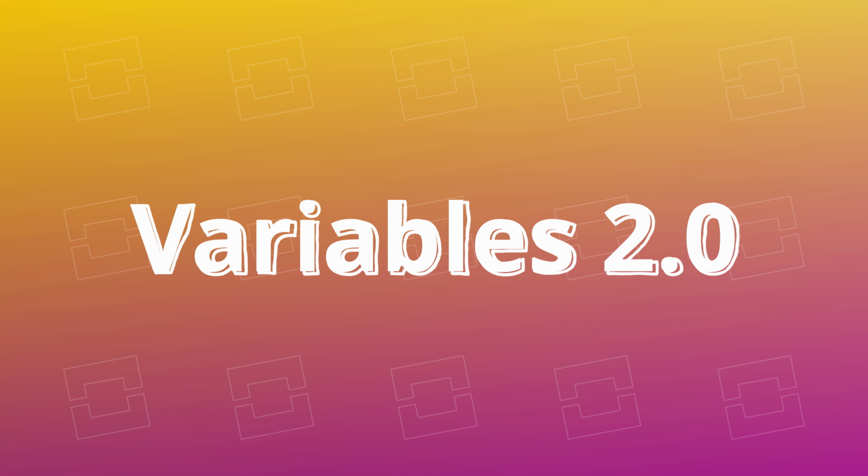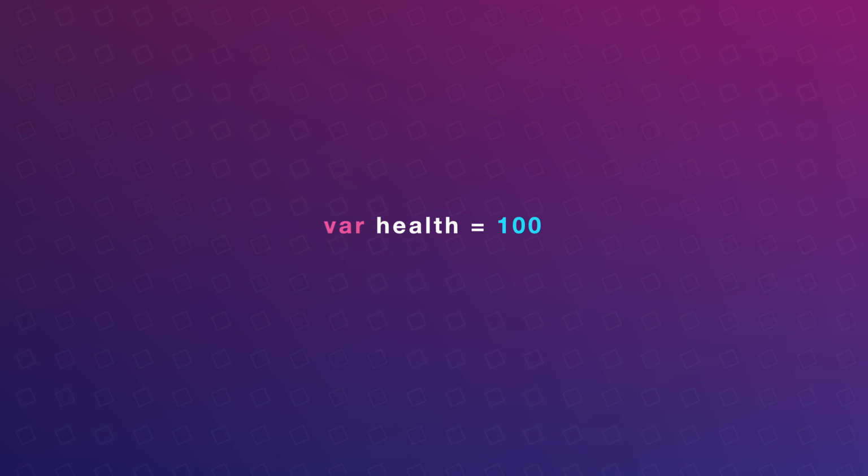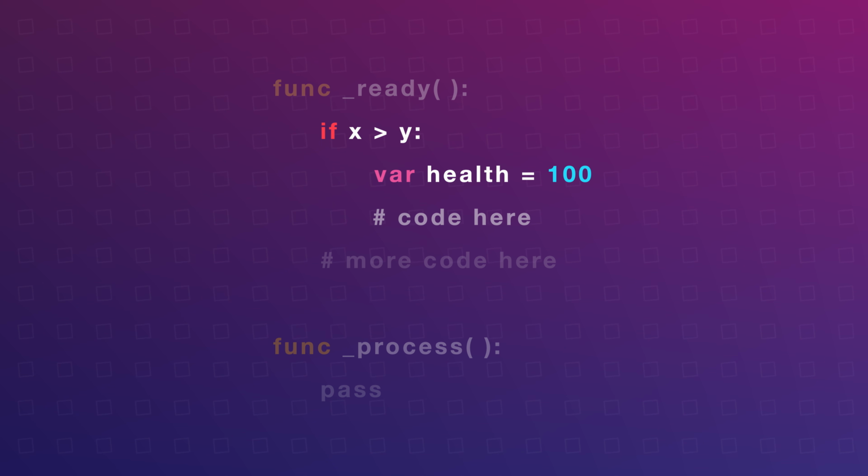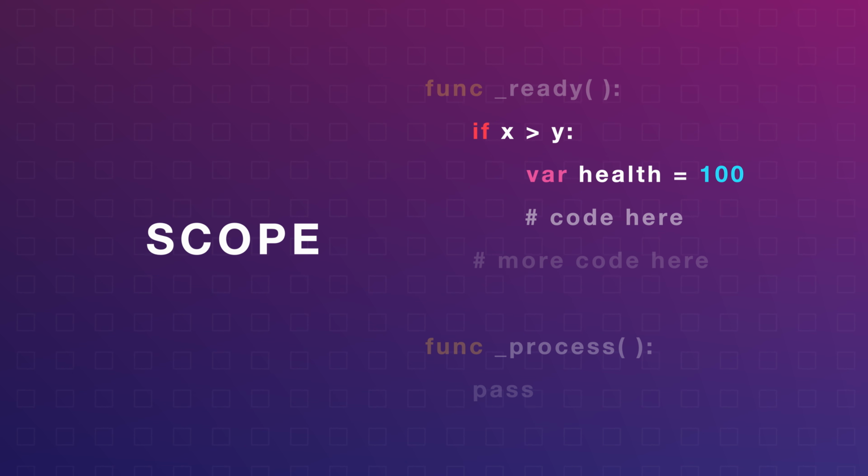Variables 2.0. When creating or declaring a variable, we need to think about where we do so. If we declare a variable inside of an if statement, for example, we can only use that variable inside of the if statement. This is called scope, and is something that beginners often make mistakes with.